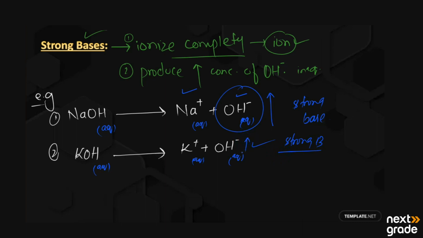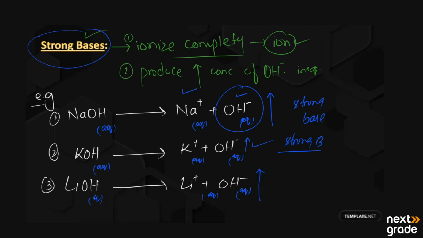Next, the third example is lithium hydroxide, LiOH. As we have its aqueous solution, after dissociation it produces lithium ion and hydroxide ion in the aqueous solution. So it produces a higher concentration of hydroxide ions, and it falls under the category of strong bases.